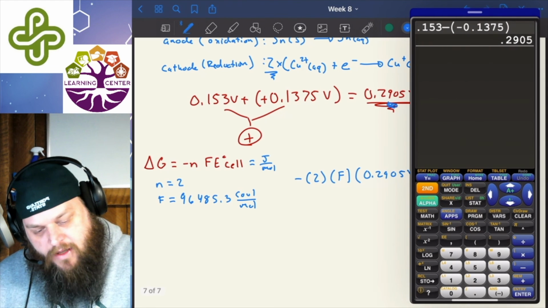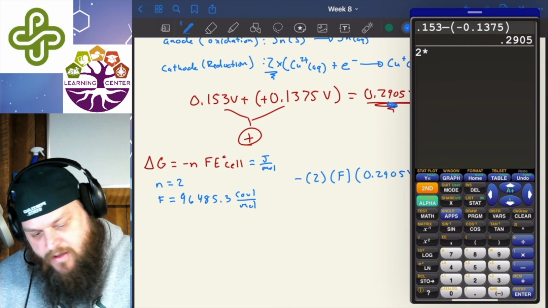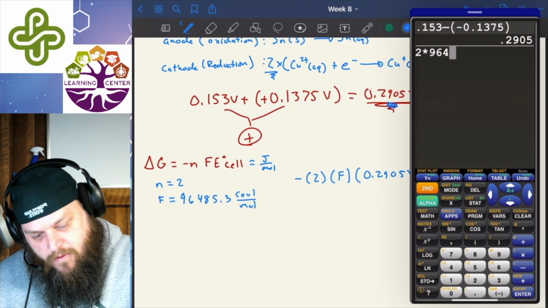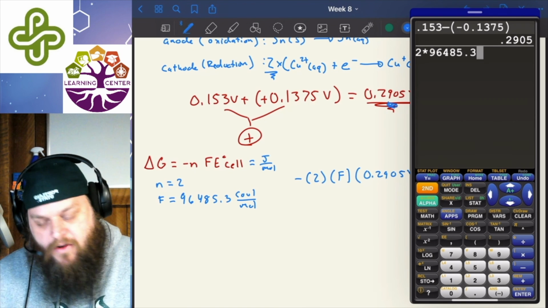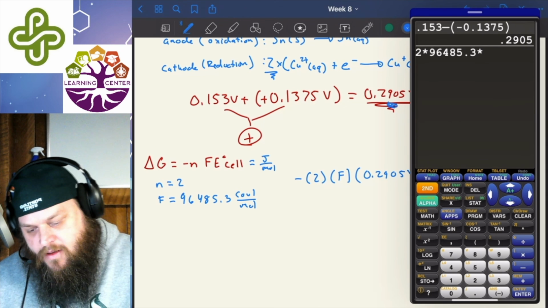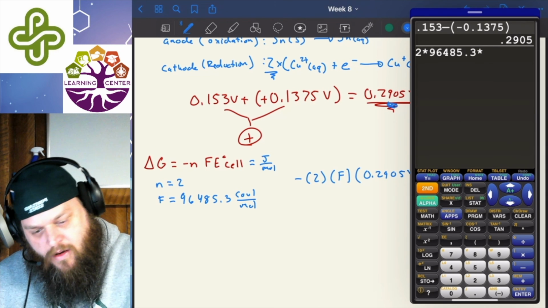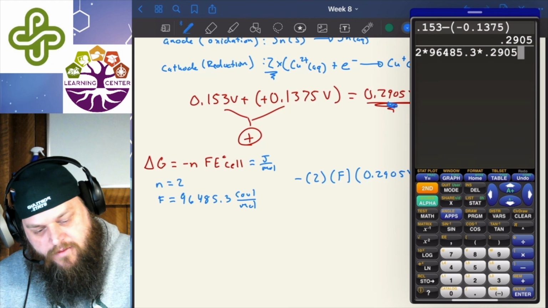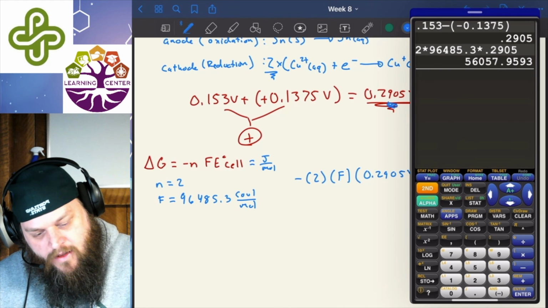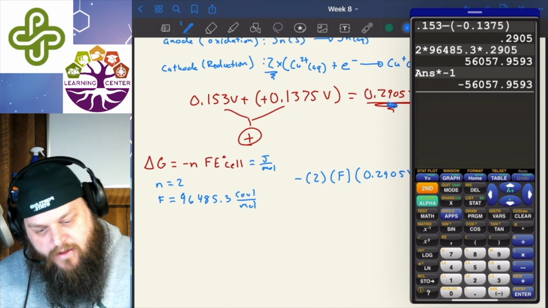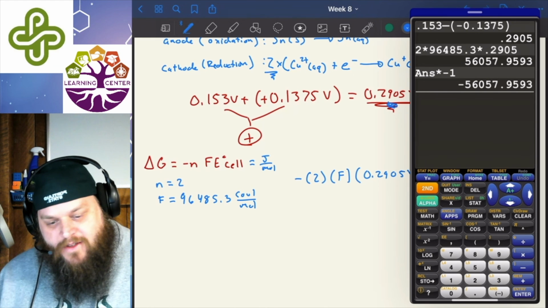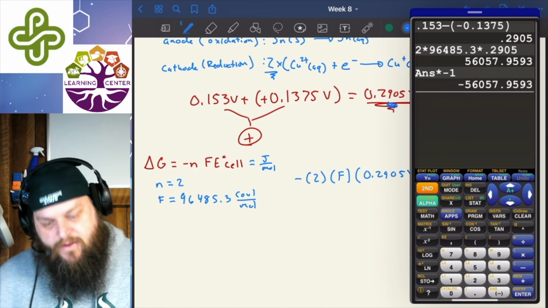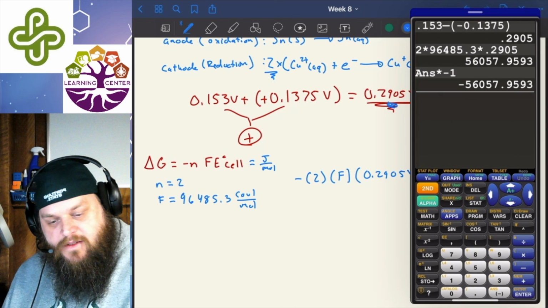So plugging that in, 2 times 96,485.3. That's the Faraday constant times our cell potential. And this should really be times negative 1 because I forgot to put the negative sign in there. So that's 56,057.96.